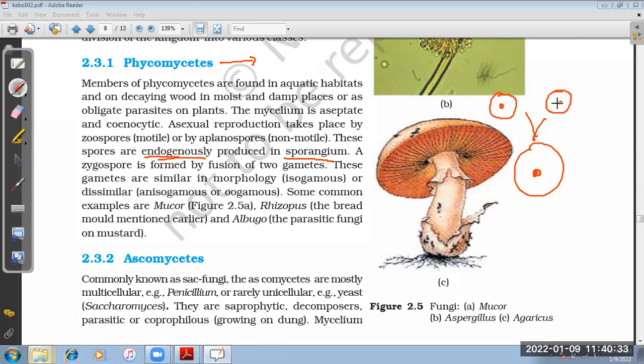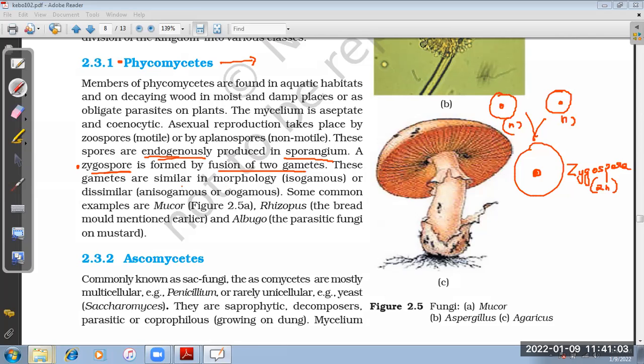In case of Phycomycetes, when two gametes fuse, what do you end up getting? You get a structure called zygospore. So a question could be asked, a zygospore which is 2n. Okay, this is n and n. So zygospore structure is formed by the fusion of two gametes. In which particular class is it formed? In Phycomycetes. Got it? Yes, ma'am.